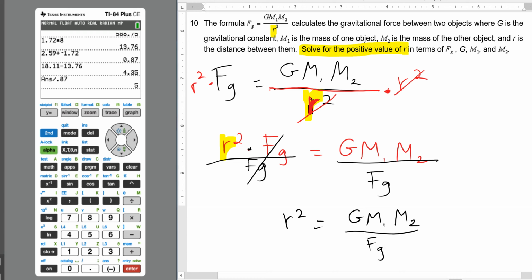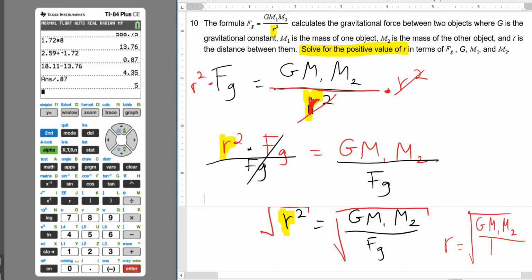To get r completely alone, we need to get rid of the squared. The inverse of squaring is to take the square root. If we do it to one side, we need to do it to the other. And that's how we find that r is given by the square root of g, m1, m2, divided by f sub g, and all of it underneath the radical.